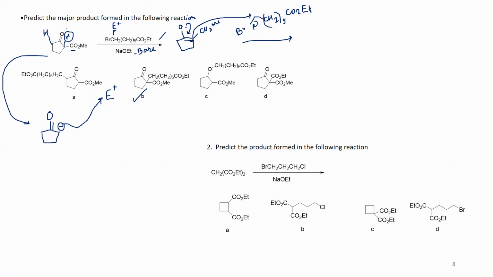Okay, let's go to the next question. This is a similar type of thing. I hope after solving the previous one, it is quite easy, because here also there is an alpha hydrogen, a base is given, and also a brominated compound is given. Now just try. I'll give 10 seconds.